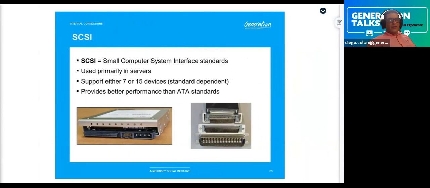Next, we have our SCSI connector, which stands for small computer system interface, a standard used by servers. It supports 7 or 15 devices, depending on the standard and the capabilities of the motherboard. It provides better performance than your ATA standards, which we learned are IDE or PATA and SATA. You'll notice that there are different interfaces of SCSI here. You'll probably recognize this one here. The SCSI controller looks just like the ones in the back of your Centronics printers. Questions, doubts?